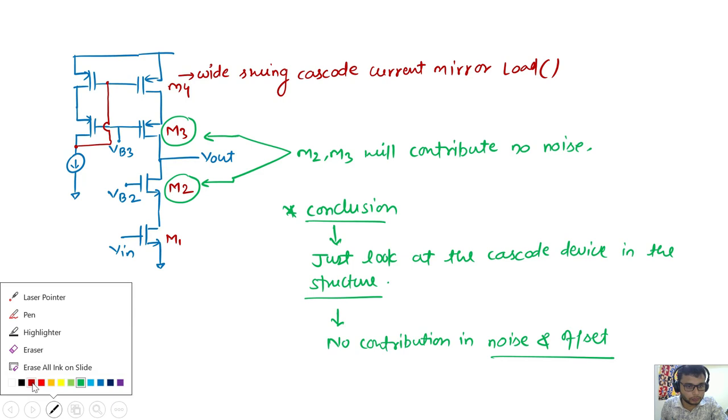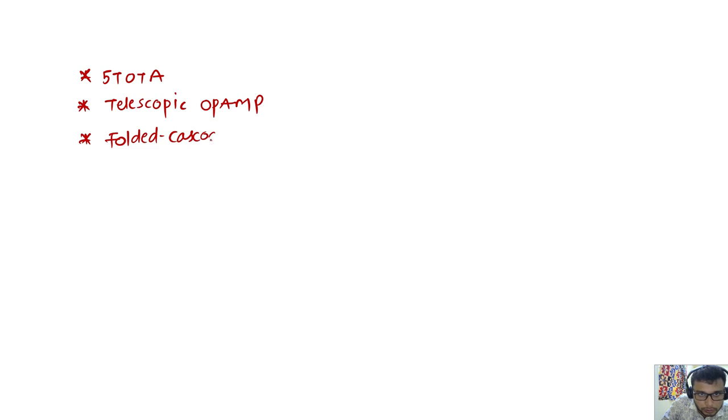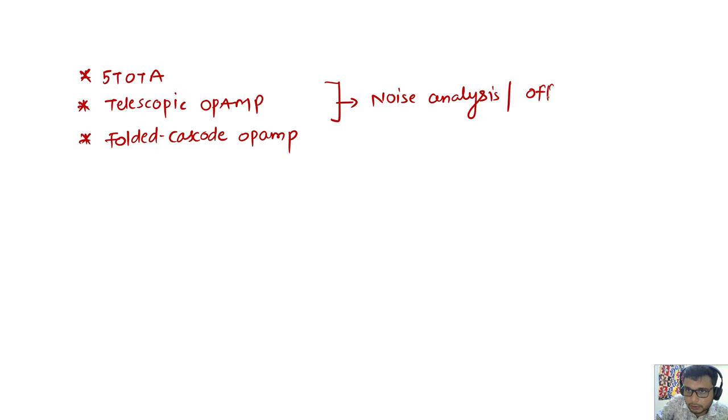To understand this concept in detail, you can start with the 5 transistor OTA, then its extended form, this telescopic op-amp, and also the folded cascode structure, the folded cascode op-amp. Here you can see the noise analysis, also the offset analysis, and you will see that the contribution due to the cascode devices is 0 or negligible.